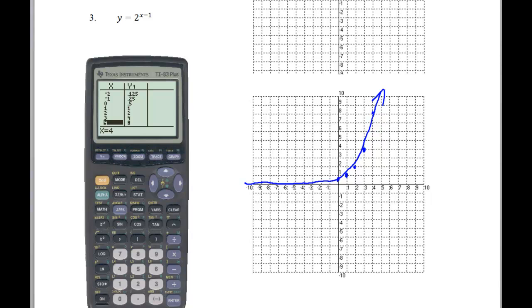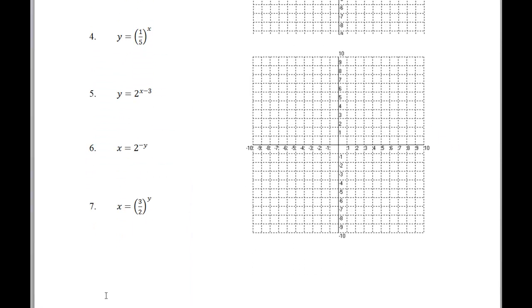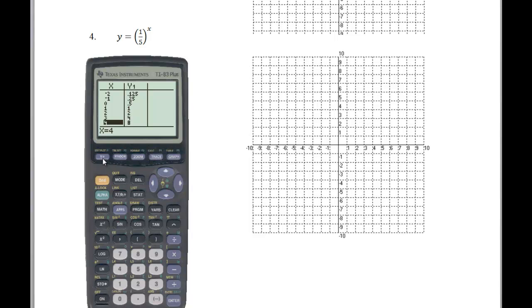Alright, let's go to problem 4. Oops, lost my cursor here. Alright, so let's go to problem 4. Get the calc back up here. This is going to be 1/5 in parentheses to the x power. This is going to be a decay problem, because it's going to start from up above and then swoop down below.